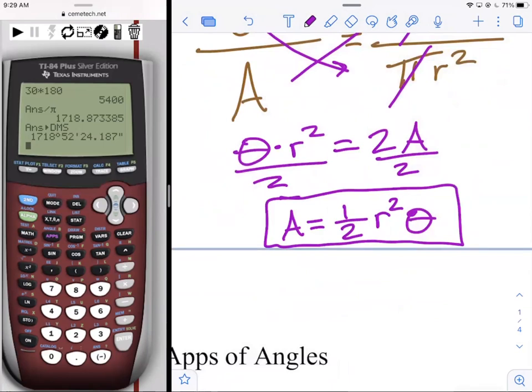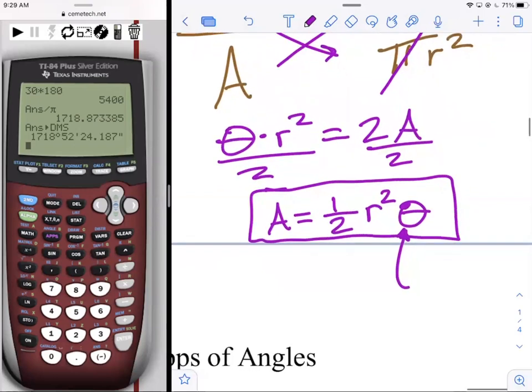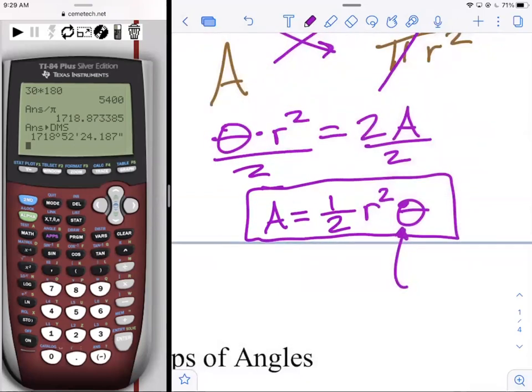Now, what do we have to use for theta? Will degrees work? Heck no, because look at the units. If you had radius measured in feet, you would have r squared, so feet squared, square feet, that's the units we want, times the angle in degrees would give you square feet degrees. And that's not a unit of area.